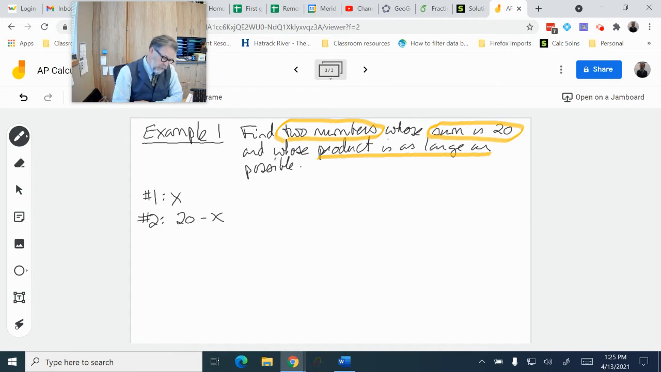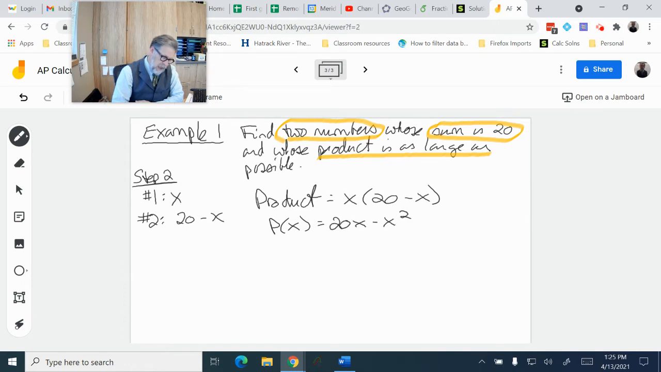So step number two, we're still in step number two. I could label that down. I won't normally, but the product equals x times 20 minus x. And so I'm going to call this P of x, for product of x, is 20x minus x squared. And my goal is to maximize this.